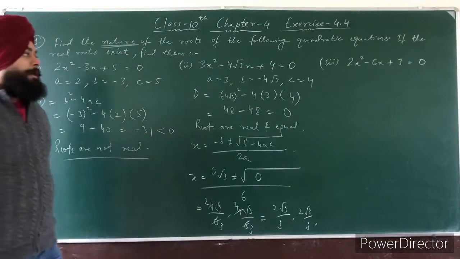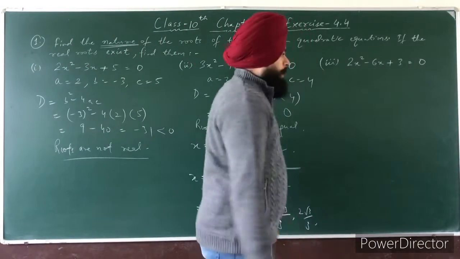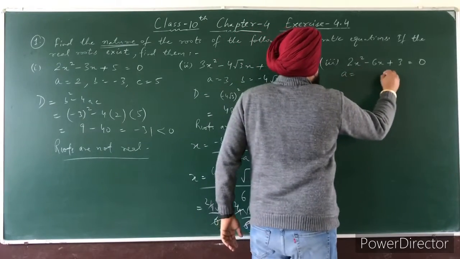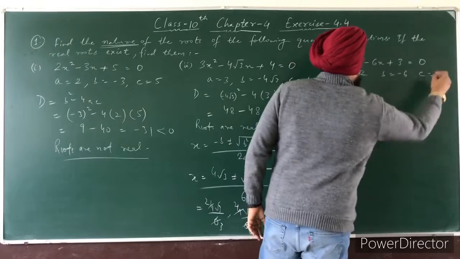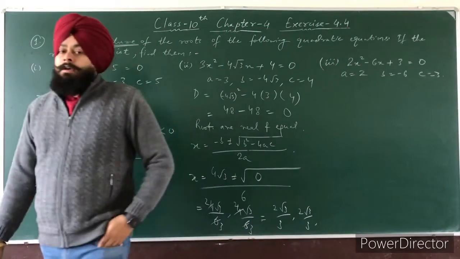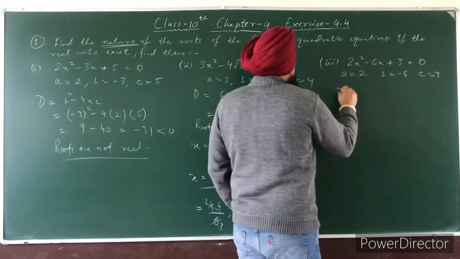Now see the third part. 2x square minus 6x plus 3 is equal to 0. So again, first compare the values of a, b and c. Value of a is 2, b is minus 6 and c is 3. So first you will find the discriminant for this quadratic equation.